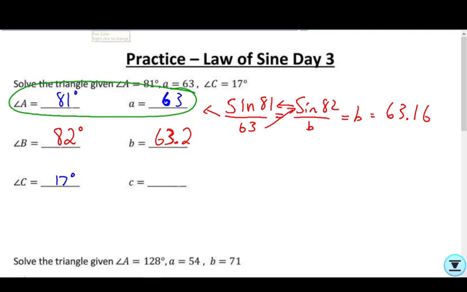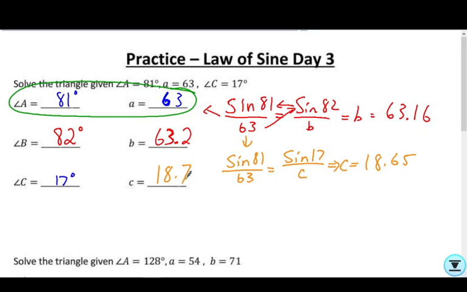Next, we're going to find the second one. We're going to start off using the exact same ratio from the first one. So notice this is exactly the same, but now instead of the sine of 82, I'm going to use sine of 17 to find side C. And when we cross multiply here, we get 18.65. So side C is 18.7.